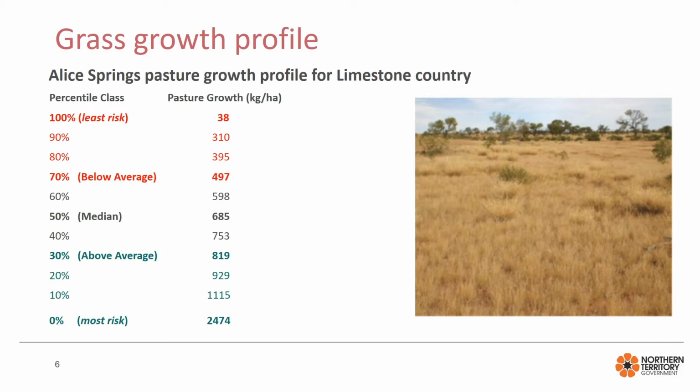So if we look at the median here, the median growth is 685 kilograms per hectare on limestone country. Oatgrass country, calcareous country, people have different names for it. This might be where you think to yourself, 5 years out of 10, if you base it on that, that's enough feed 5 years out of 10. So the flip side to that is you won't have enough for 5 years out of 10.